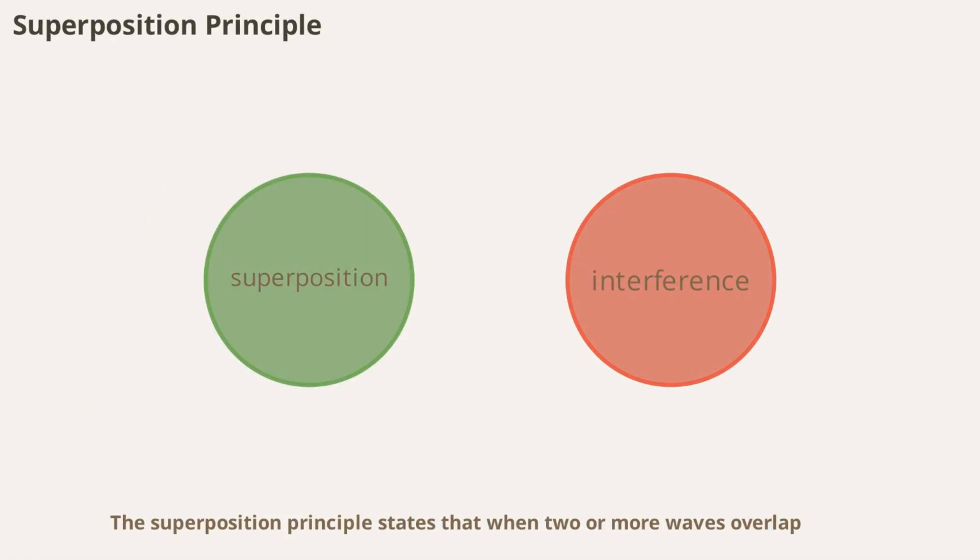Superposition principle states that when two or more waves overlap, the resulting displacement is the sum of the individual displacements. This principle is at the heart of interference and diffraction phenomena. It explains how light waves can combine to produce patterns of brightness and darkness, depending on their relative phases.